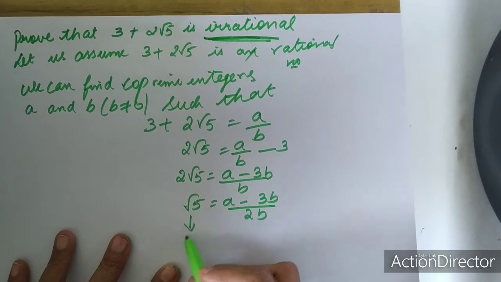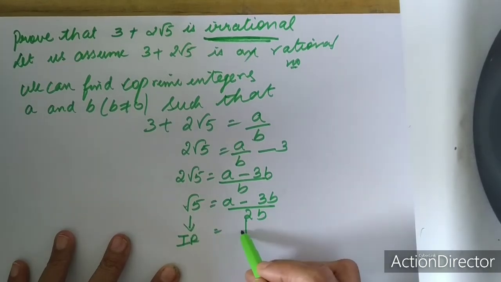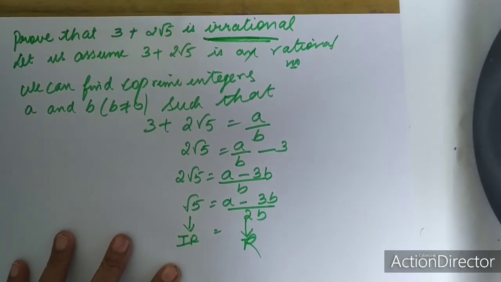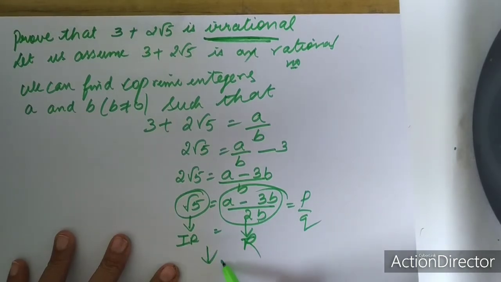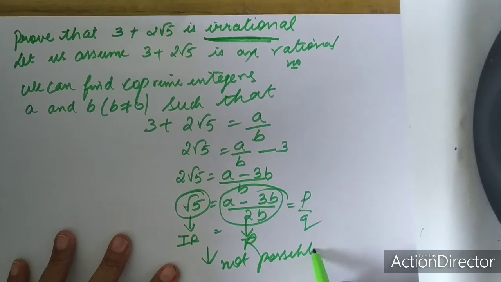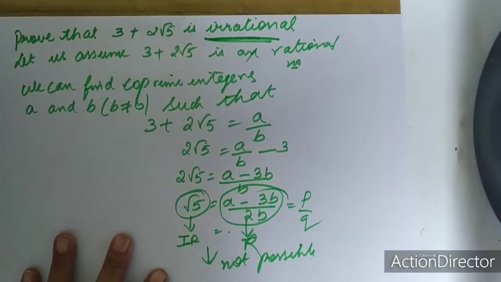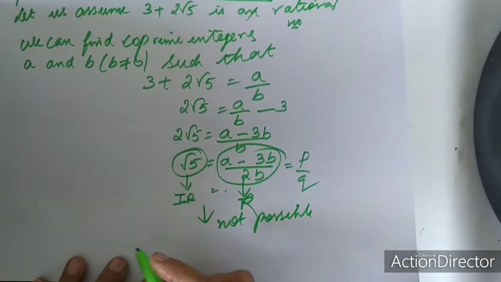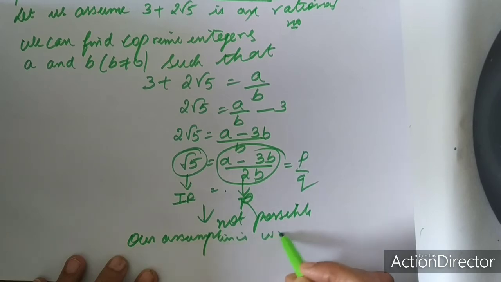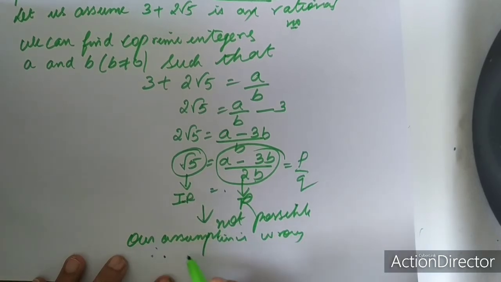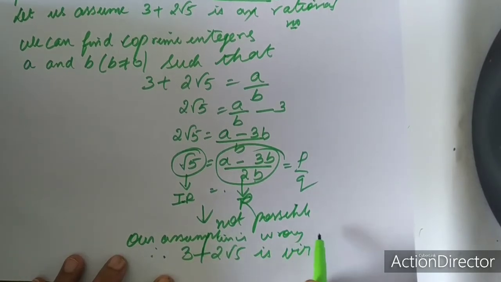Now on the left hand side you have an irrational number, equal to, on the right hand side, a rational number, because just now we proved root 5 is an irrational number, but this is of the form P upon Q, where B is not equal to 0. So this number becomes a rational number, which is not possible. Irrational cannot be equal to rational. It is not possible. So our assumption is wrong. So therefore we can conclude that 3 plus 2 root 5 is irrational.